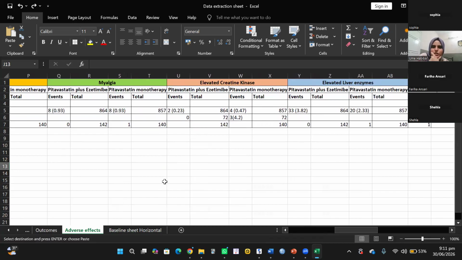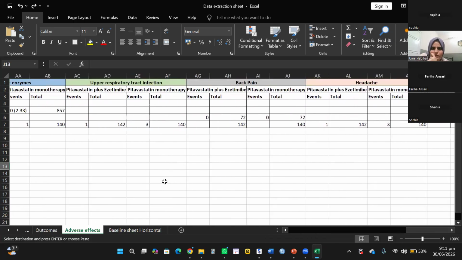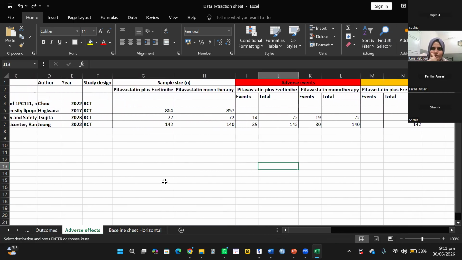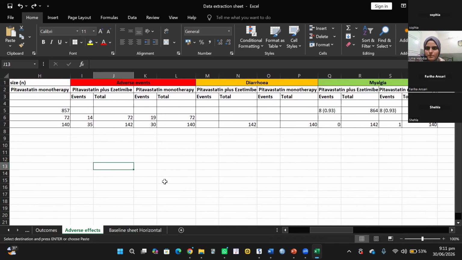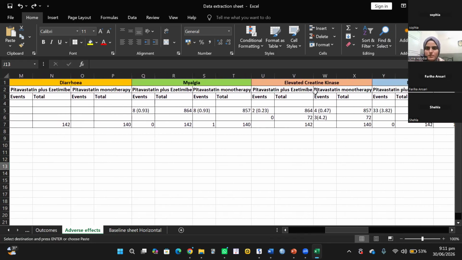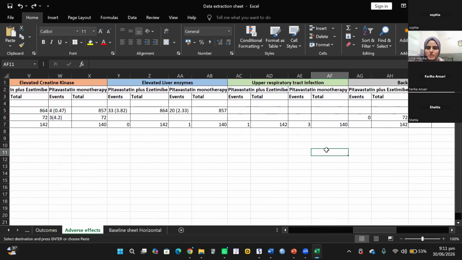I think we should go with, I don't know, wait. Elevated creatine kinase. But this sheet is not very nice. It has a lot of missing data. Let me get another sheet for you guys. Let me get another one.